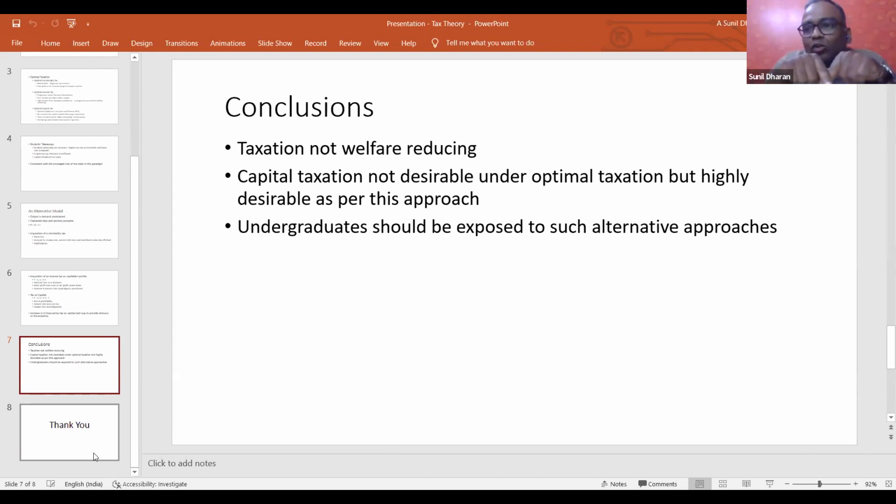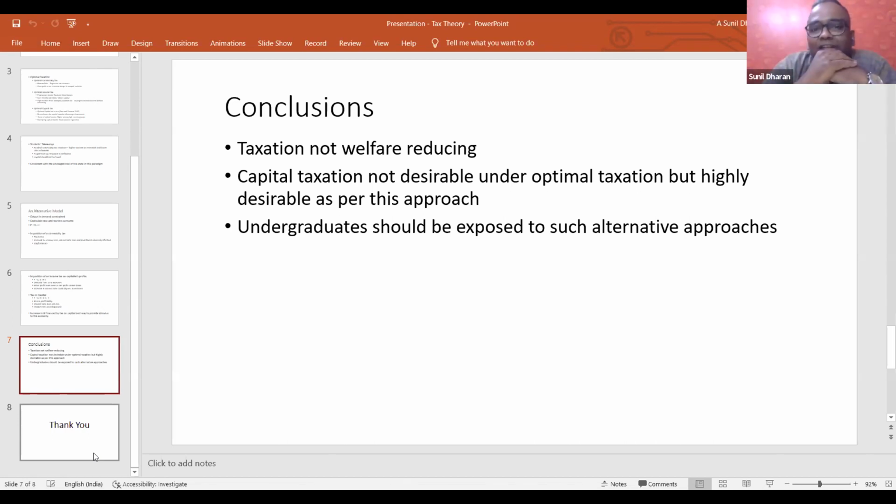But when you put it in a macro framework, when you look at the circular flow of income and expenditure, and you look at the overall society, you actually find that taxation need not reduce welfare. Even if some people have to pay higher taxes, their disposable income could come down. They have to bear the tax burden. Others benefit when the government spends that amount. So when you bring in capital and government expenditure into the picture, taxation need not be welfare reducing. It could actually increase welfare in the society.